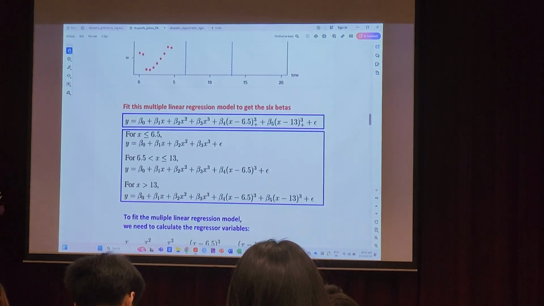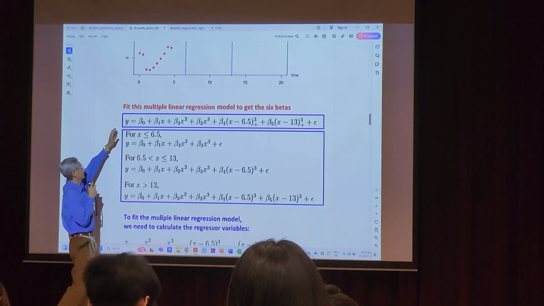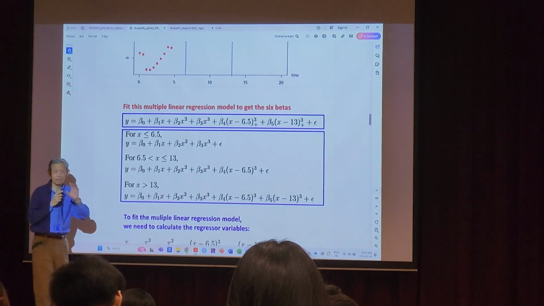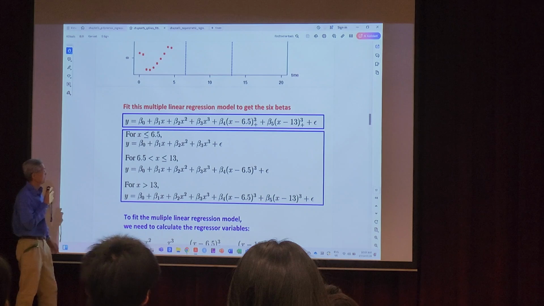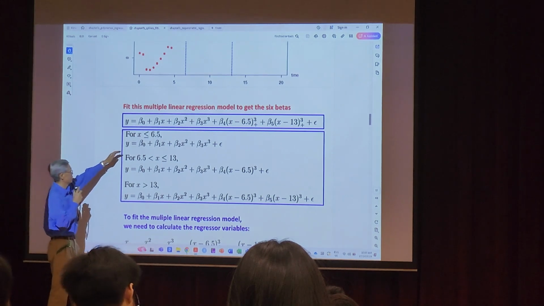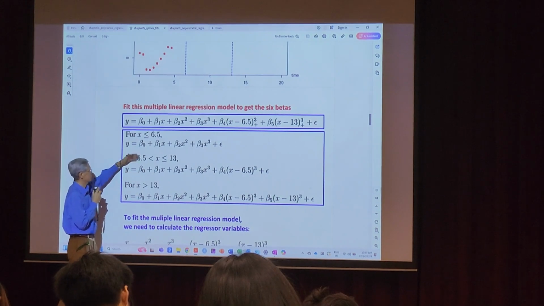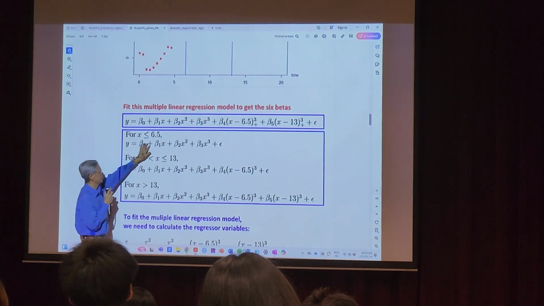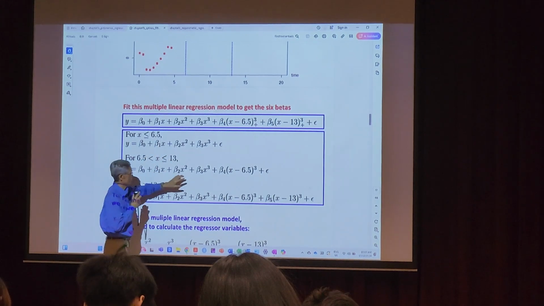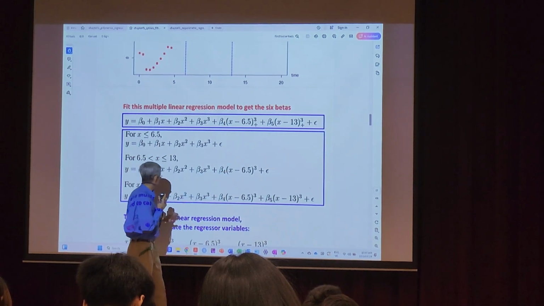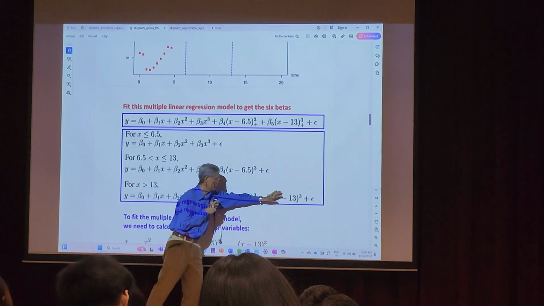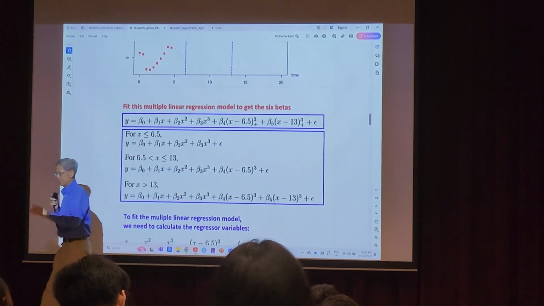The small box here is my one and only multiple linear regression model. And from here, you can write it as 3 separate models for the 3 segments. Here's your base model. In the middle segment, you add another one. And then here, you add one more for the 3rd segment.